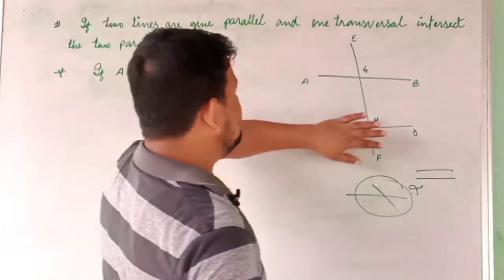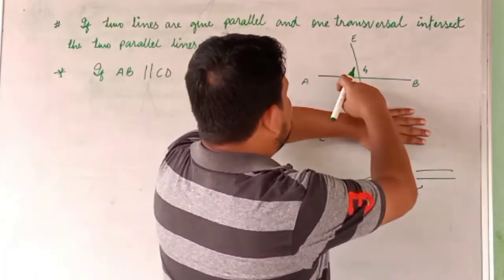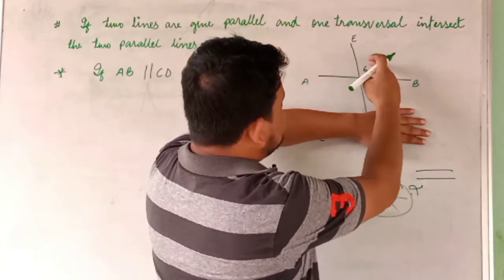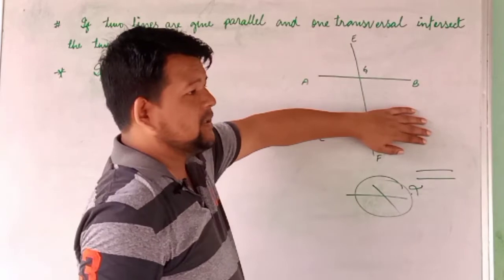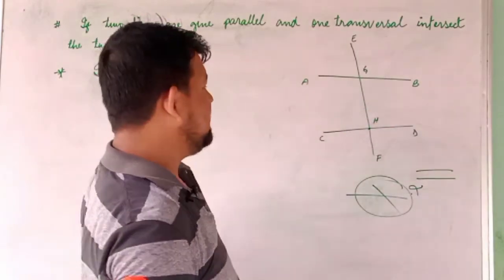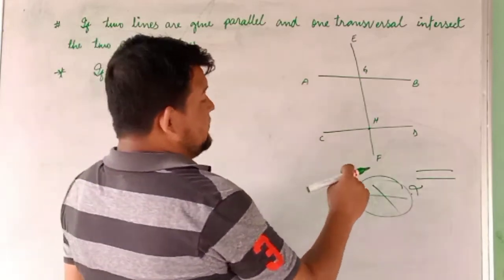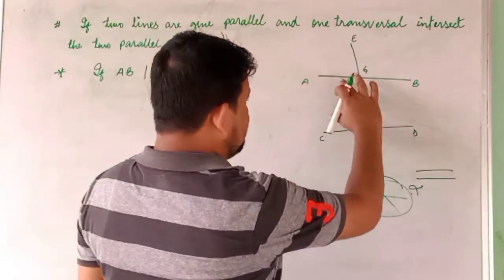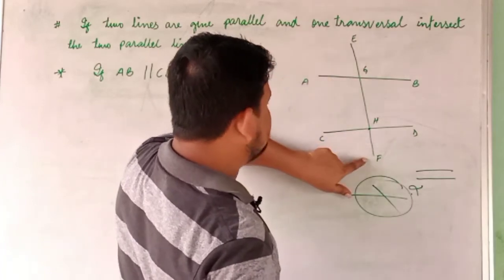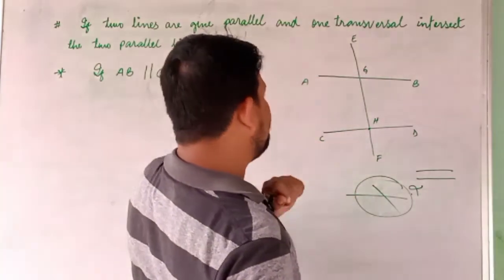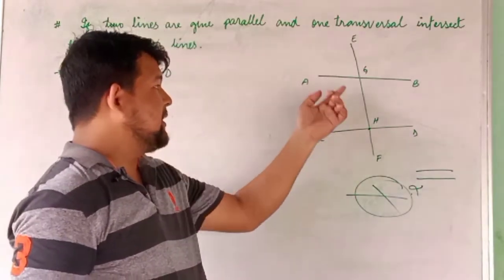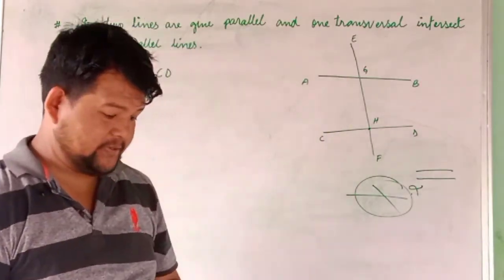We have already learned that vertically opposite angles are equal, and that the sum of adjacent angles on a linear pair is 180 degrees. All these things we have learned already in our previous classes. But now we will learn, if two lines are given to us parallel and one transversal is intersecting these two parallel lines, then what are the equal angles? Let us see now here.